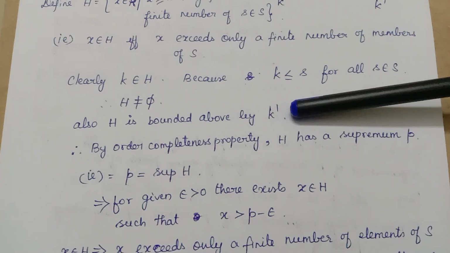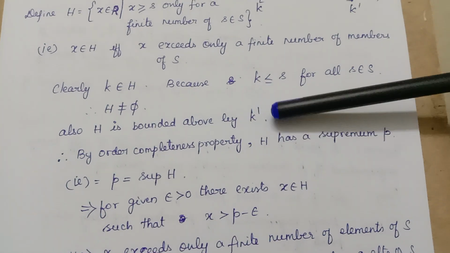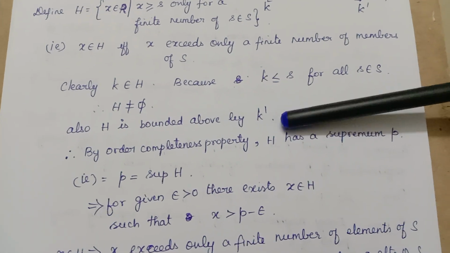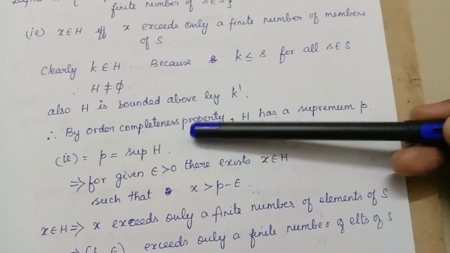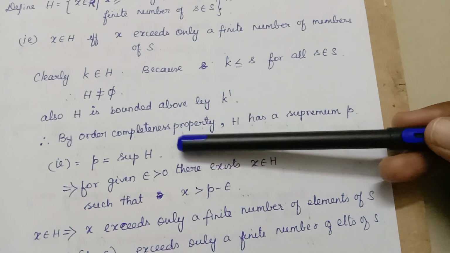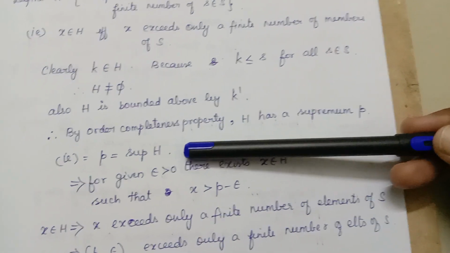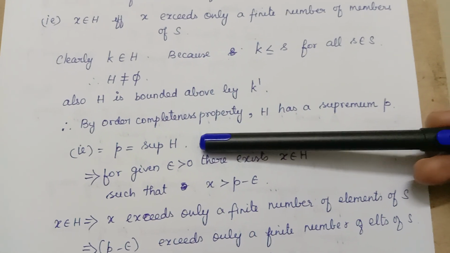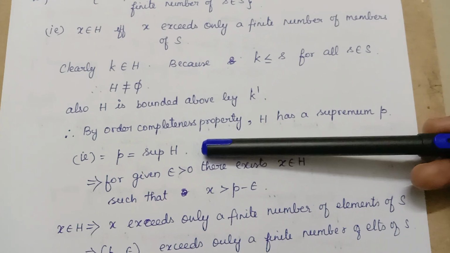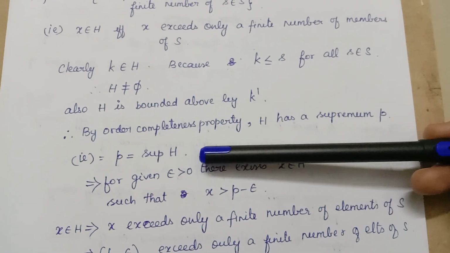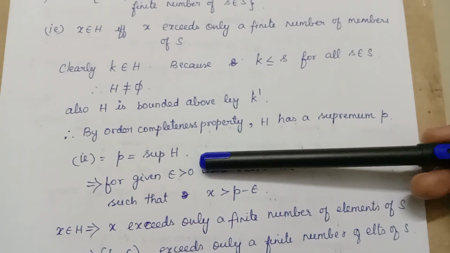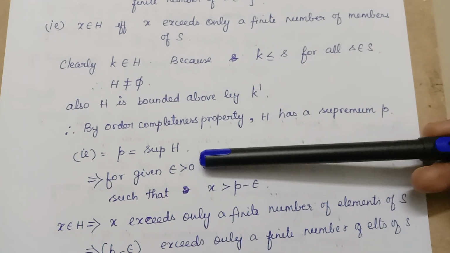In the previous step I am just telling you k dash is an upper bound, it need not be the supremum. It may or may not be the supremum. So I am taking p as the supremum for my set H. That means, if p is the supremum, then if you take any number less than p, it will not be an upper bound. Supremum means least upper bound only, no? Least upper bound means what? It is the smallest upper bound. If you go below that number, it will not be an upper bound.